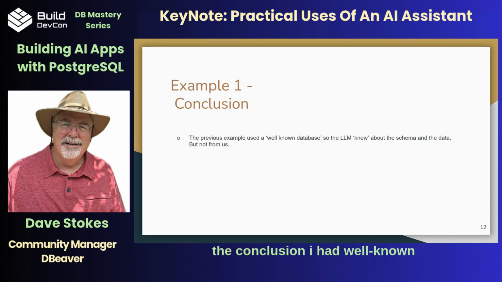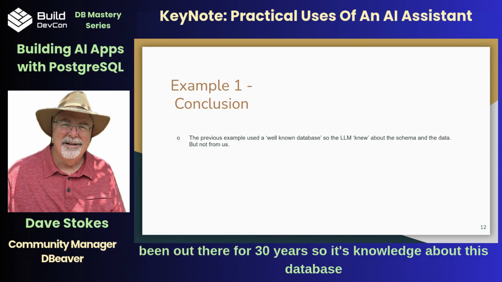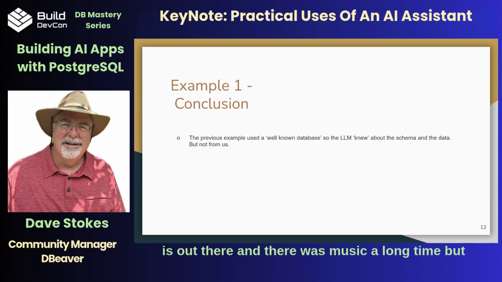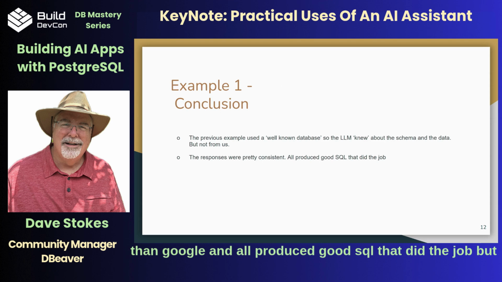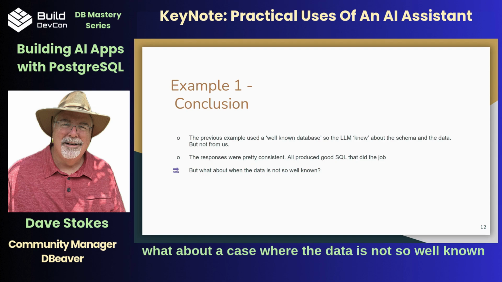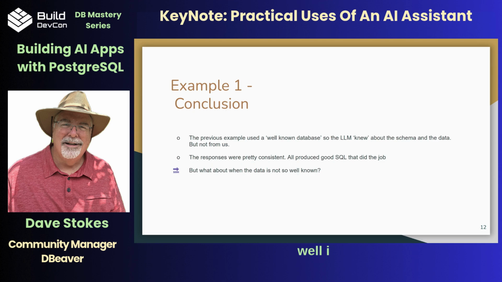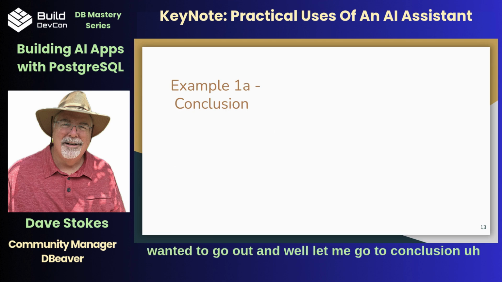Now, the conclusion I had: well-known database, so LLMs were trained on it. It's been out there for 30 years, so knowledge about this database is out there, and people have been using it for a long time. But I didn't give it a lot of information. The responses were pretty consistent, other than Google, and all produced good SQL that did the job. But what about a case where the data is not so well known? Well, I wanted to go out and, let me go to conclusion.